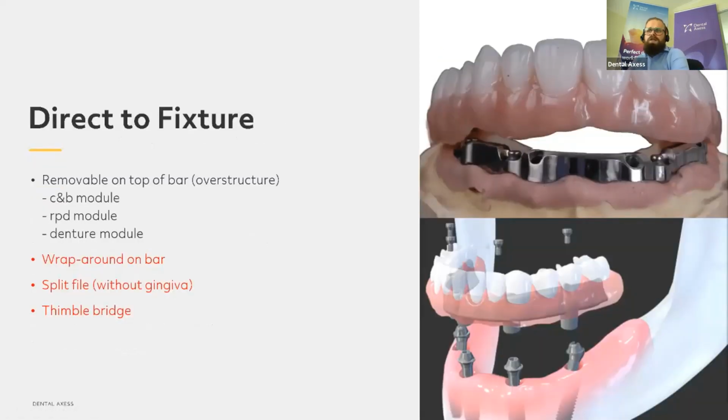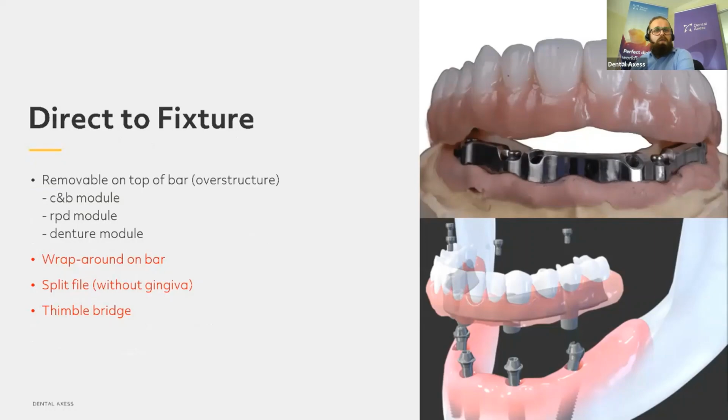There are different ways of designing it, like I said previously. We can make a removable on top of a bar with an overstructure, and there are different ways of doing that already. We're going to show you a small version of the crown and bridgework module you can use, the RPD module, or the denture module, because not everyone has all the modules, but with these, you have a big chance you can already do part of it.